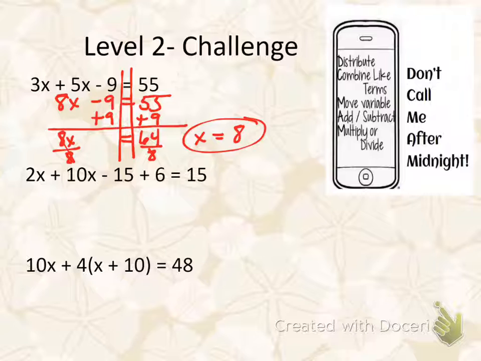All right, let's go to the next one. Do we have anything to distribute? No. Okay, any like terms to combine? Yes. Let's combine them. 2x plus 10x gives us, very good, 12x. And then we have minus 15 plus 6. What's that?